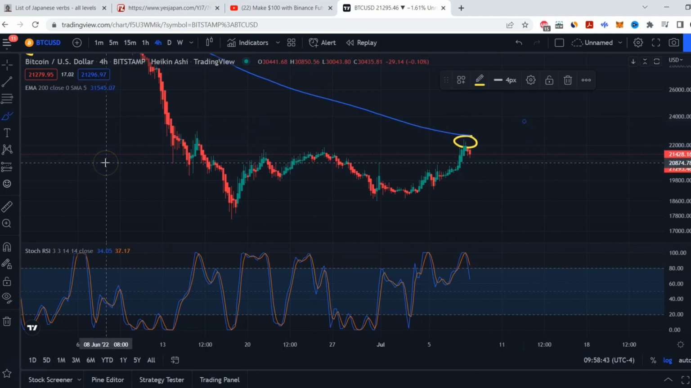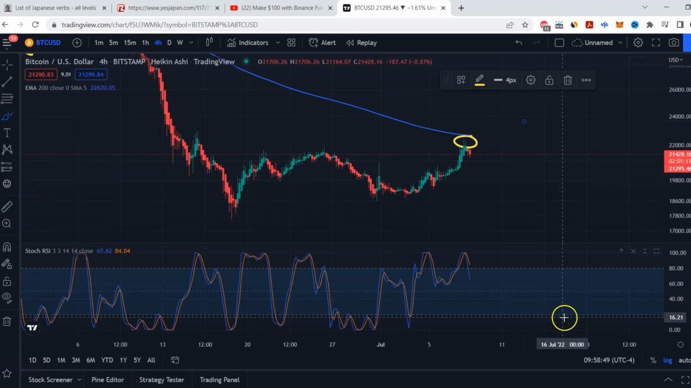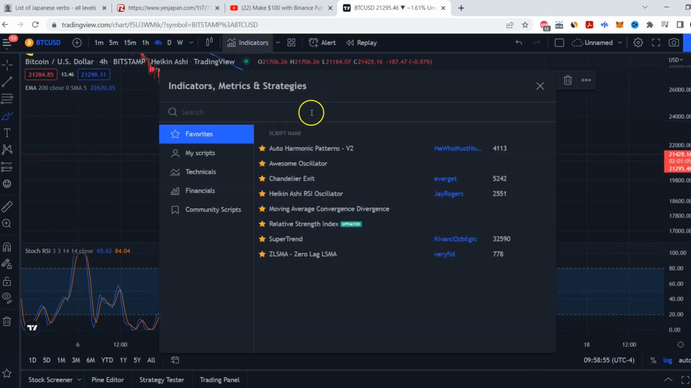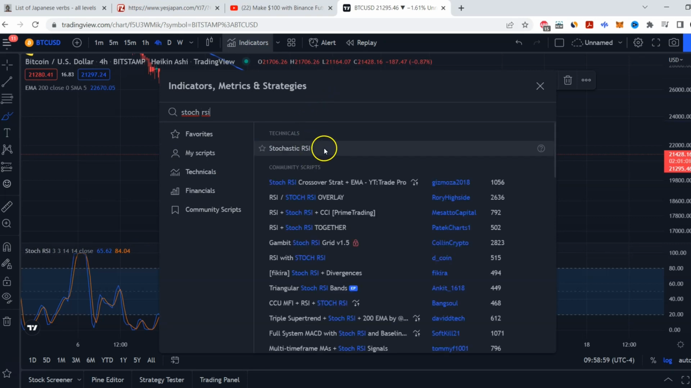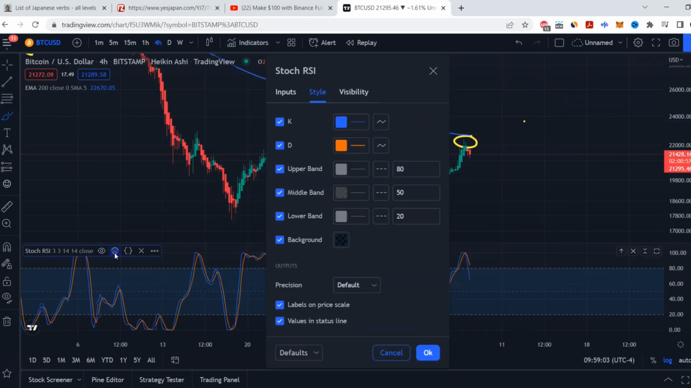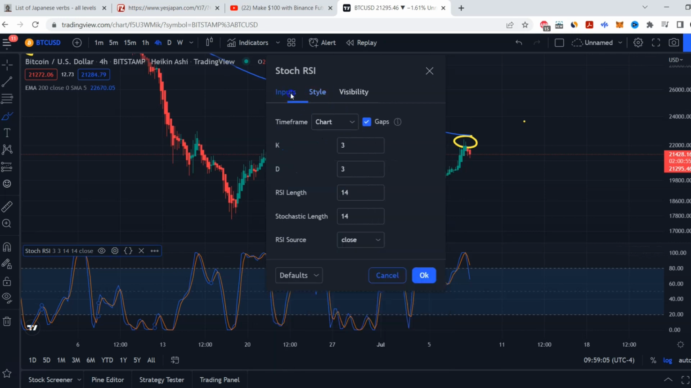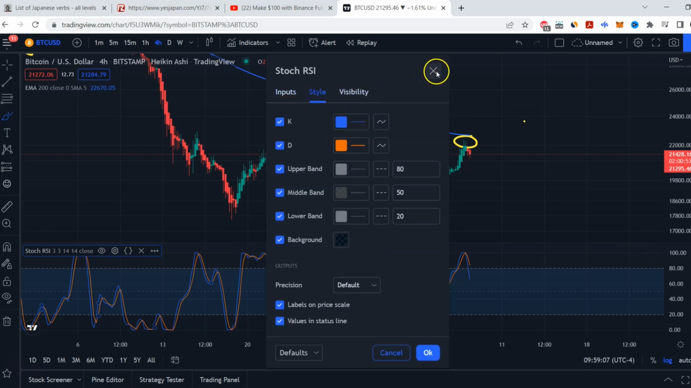So how do I open a short position? When is the right time? The answer is here, guys. When you look at the stochastic RSI, you can go to Indicators and find Stoch RSI. This is the one that I'm using. If you look at the settings, these are my settings. I basically don't change the settings at all.